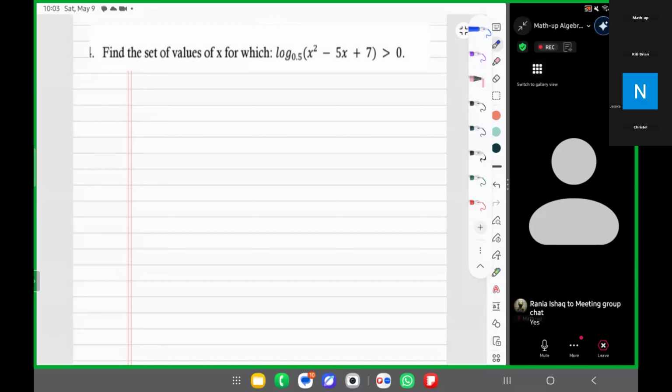Okay, so we're going to number 4. It's a question from logarithms, and more particularly logarithmic inequalities. And it reads, find the set of values of x for which log of x squared minus 5x plus 7 to the base of 0.5 is less than 0.